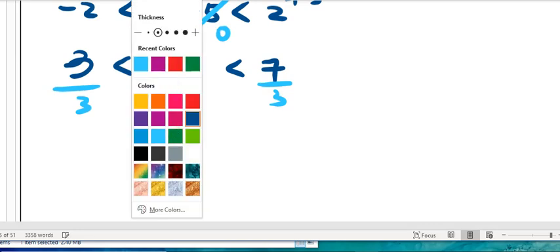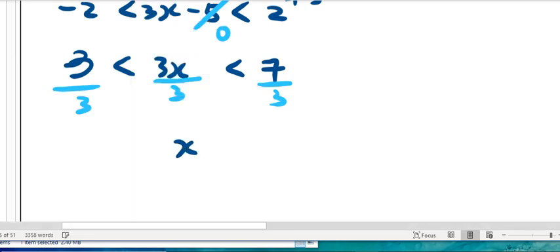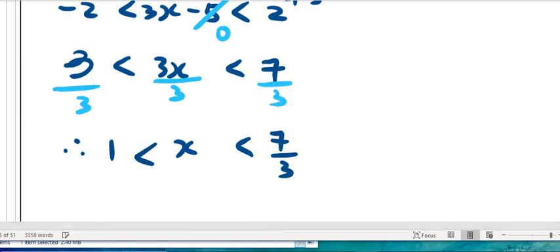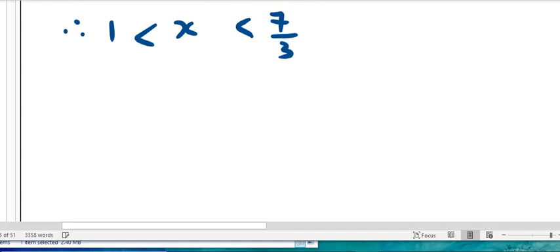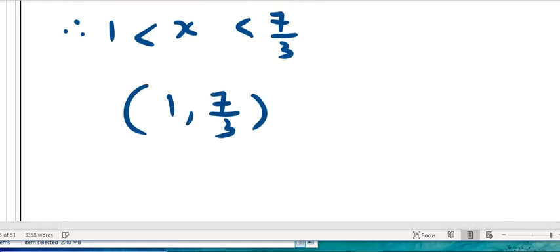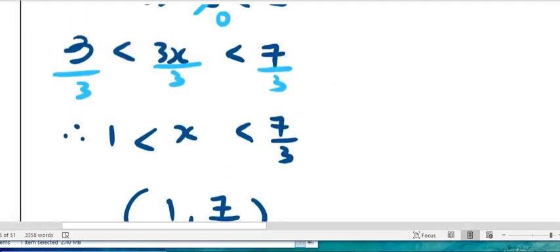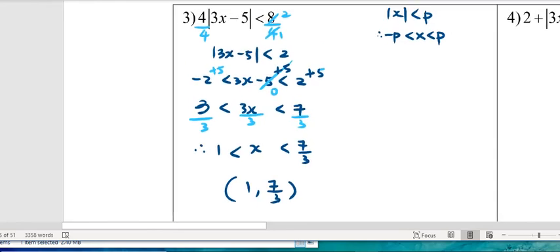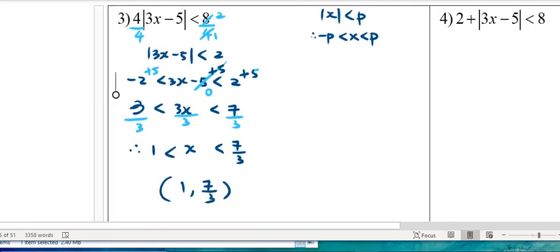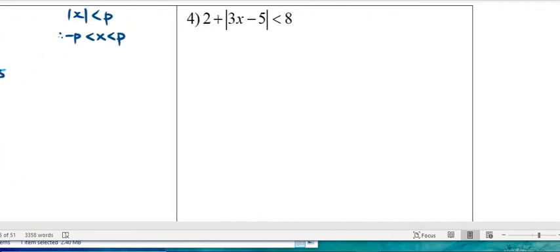So you will have x is 7 over 3. This is 1. So don't forget to answer back the question. The question wants you to have it in interval form. So that's the answer for the third question. Okay, so now let us go for the fourth.